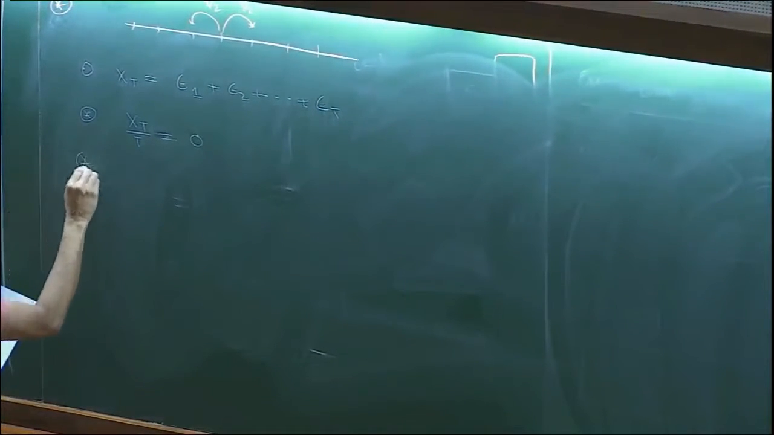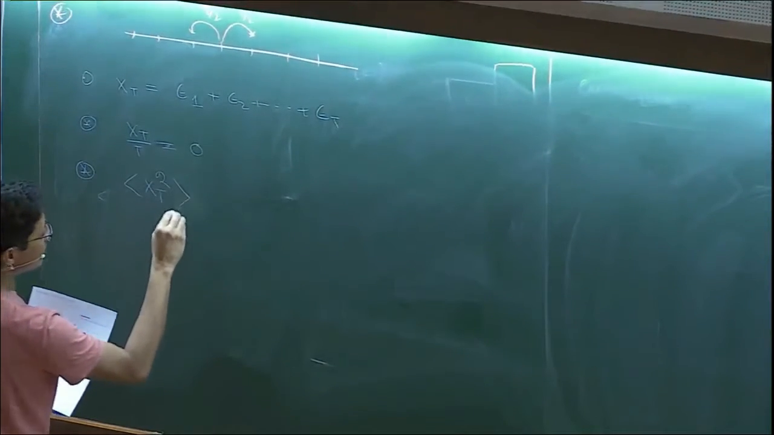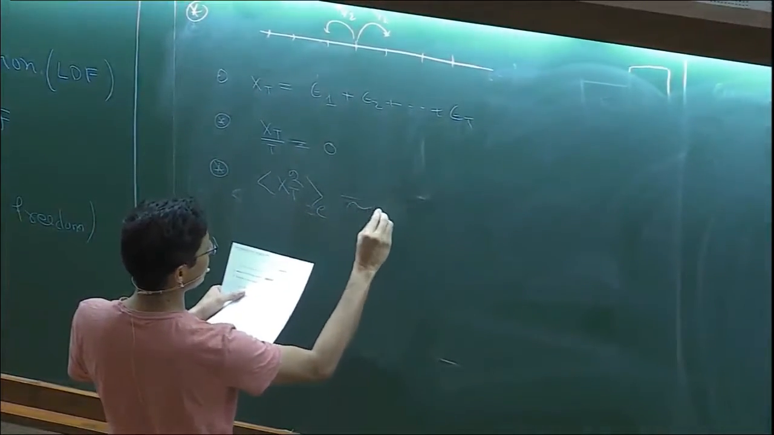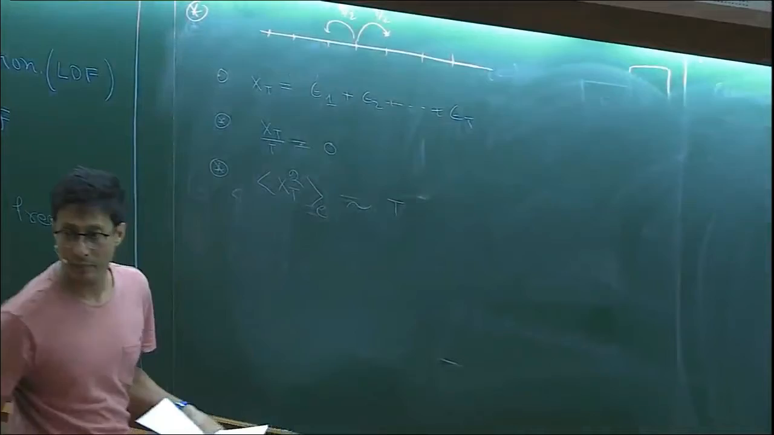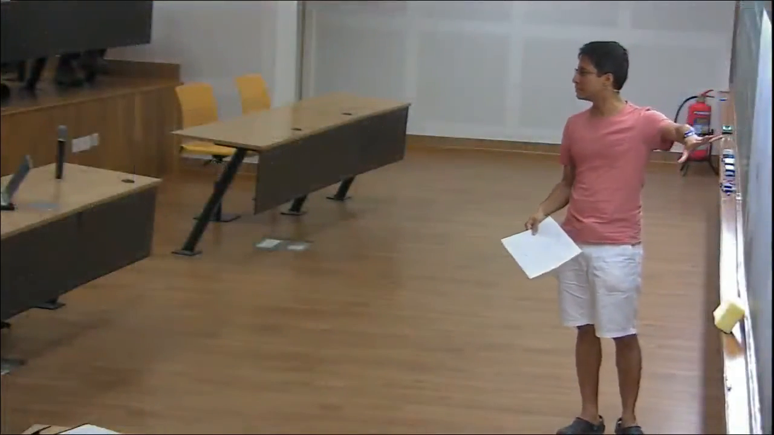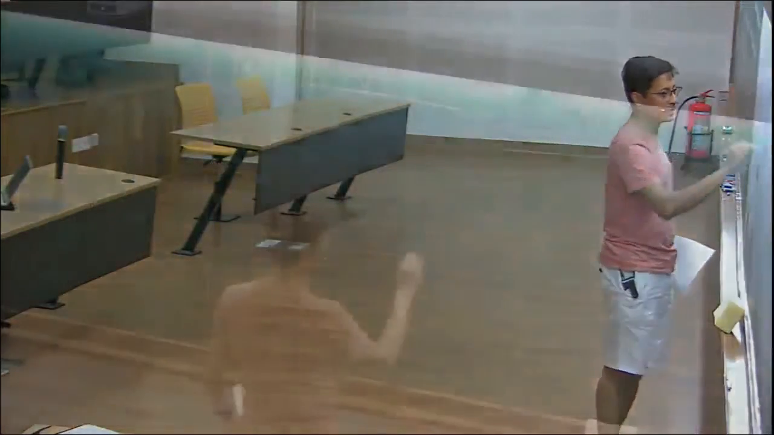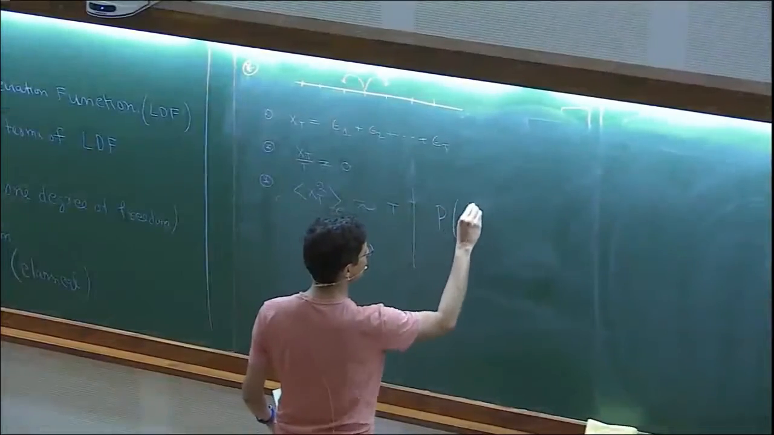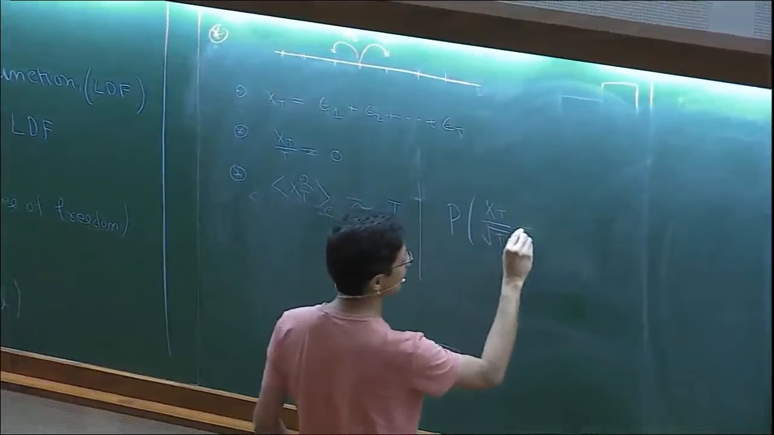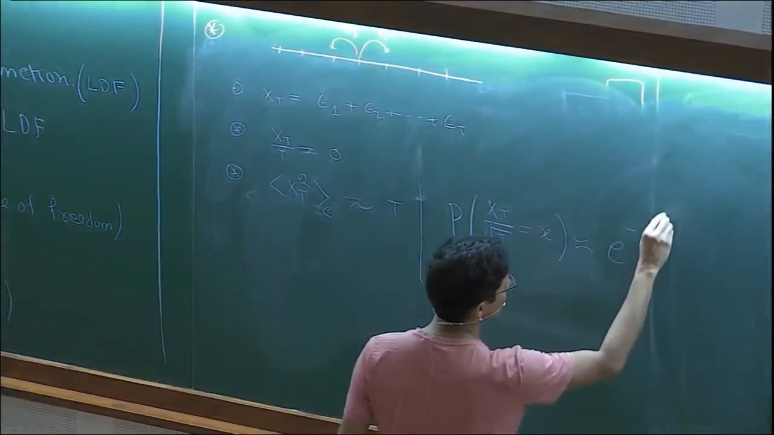Then there is the central limit theorem, which tells me that if I'm looking at the variance of it, this is simply proportional to time, the total number of steps that it took. That means the typical displacement that one sees is of the order of square root of t. And then the central limit theorem tells me that if I'm looking at the probability distribution of displacements of the order of this typical displacement, let's just call it small x, this is simply Gaussian.